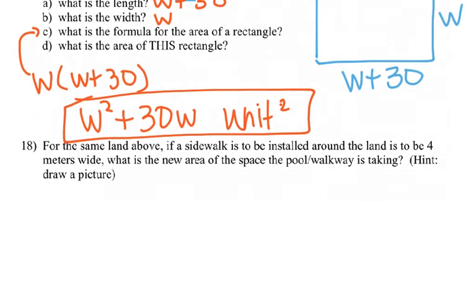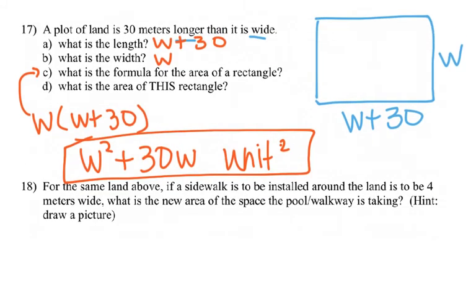For number 18, though, it says for the same land above, if a sidewalk is to be installed around the land and it's to be 4 meters wide. So think about how that's going to look. It's going to look like this. We're going to have this sidewalk installed, and that's going to add 4 and 4 and 4 and 4. And so what is the new area of this pool or walkway?